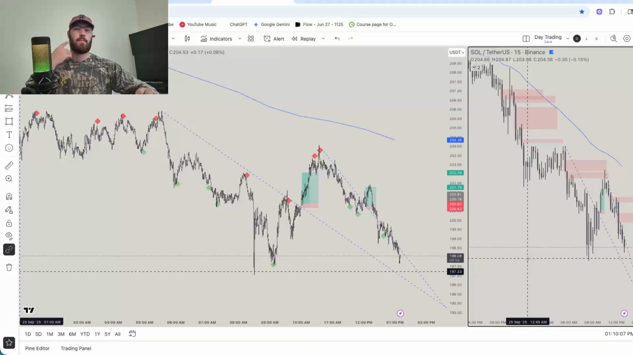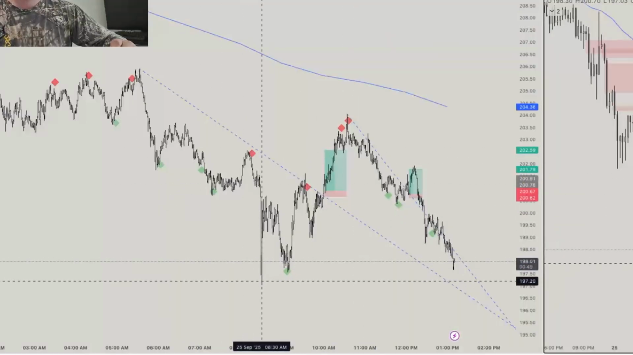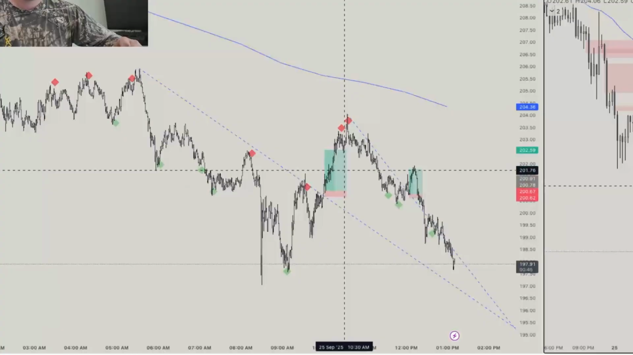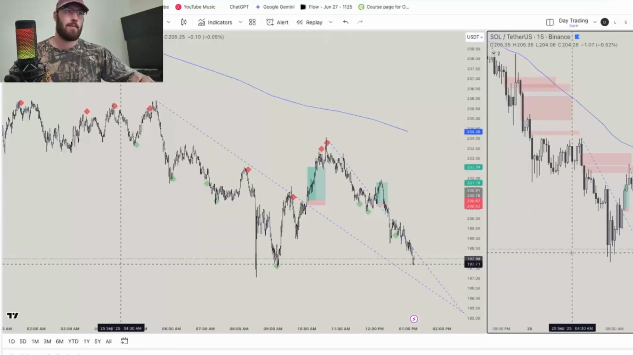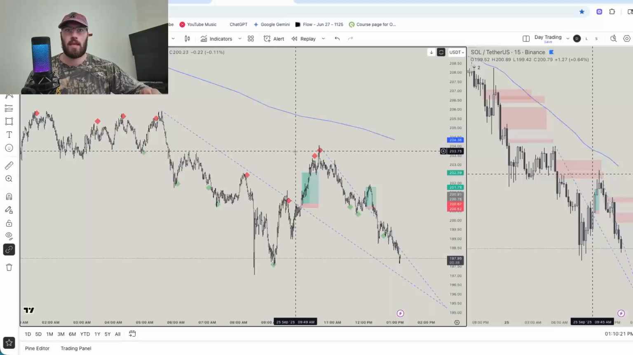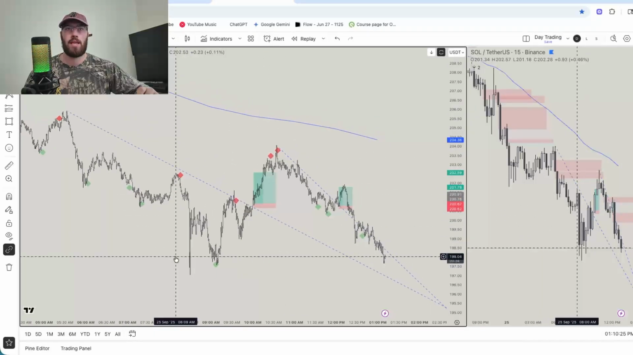Heading into the market, my mindset was, okay, we just swept 200, just under it. We hit 197, and we're starting to build back to it and try to build above it. So in my mindset, I was looking for a long from market open. So coming into 9:30 right here, we get that last little sweep down, and then we get our trend break.